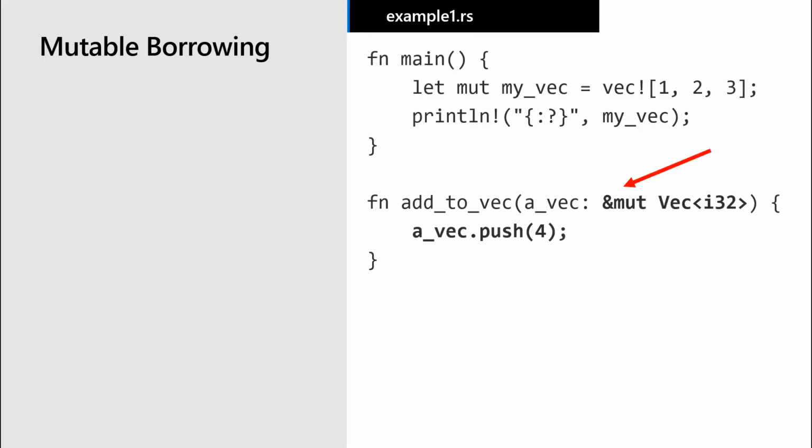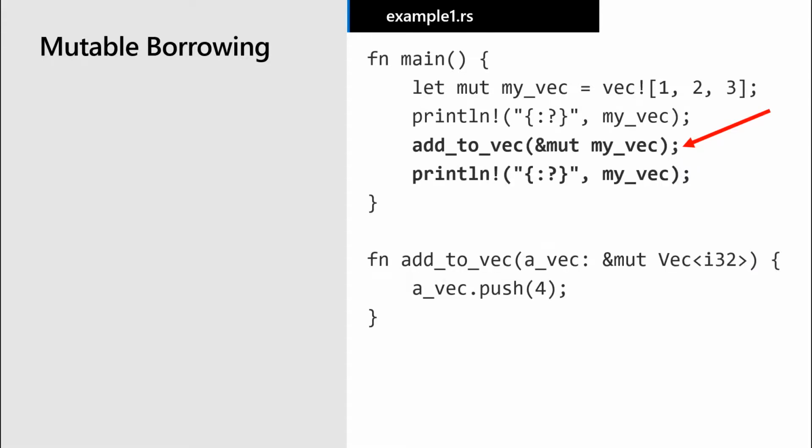Next, let's create a function that takes a mutable reference to a vector of 32-bit integers and adds a value to that vector. Back in the main function, let's call add2vec and pass it a mutable reference to my vec. Notice that I need to specify that the reference is mutable when I pass it. And then let's print out the vec again.